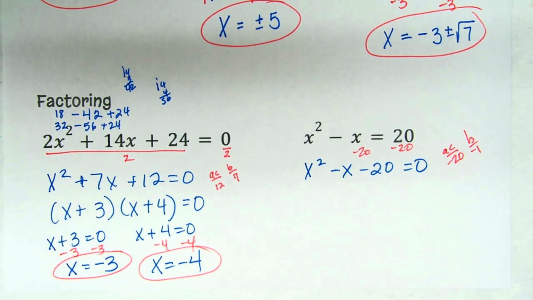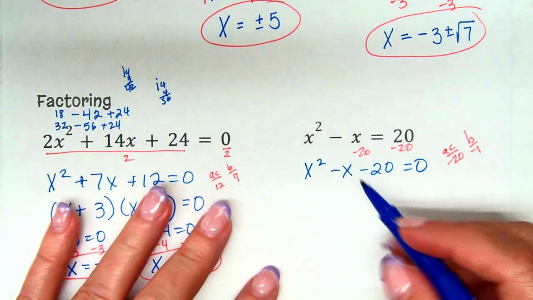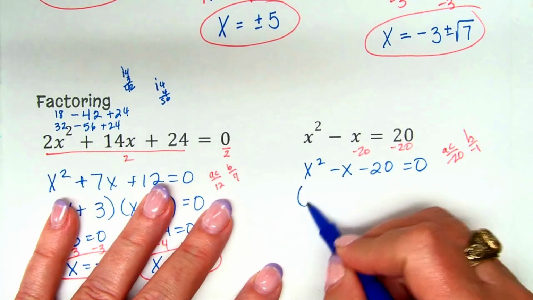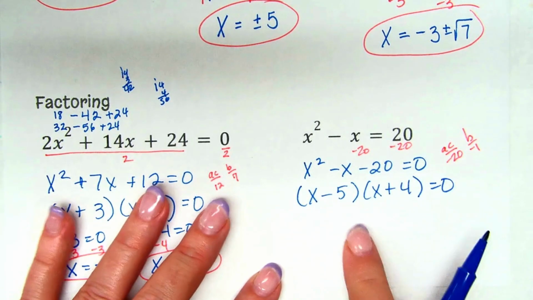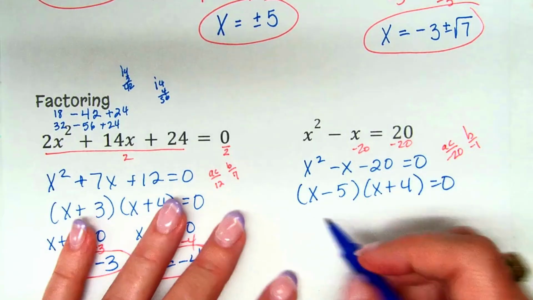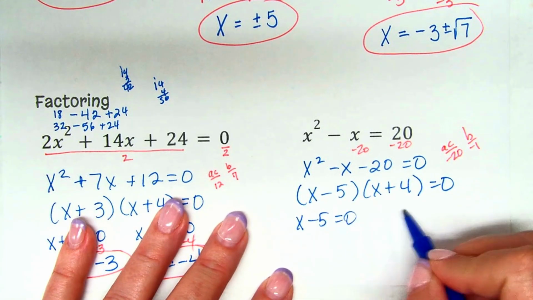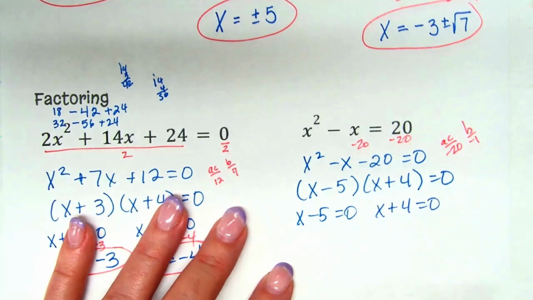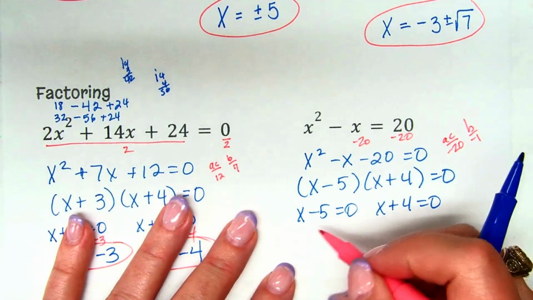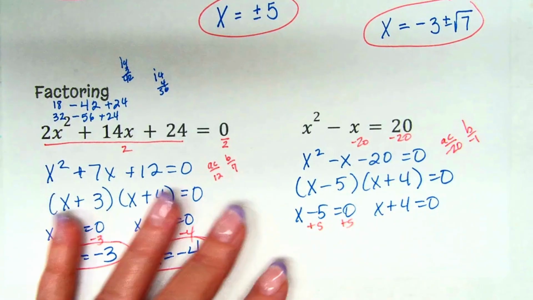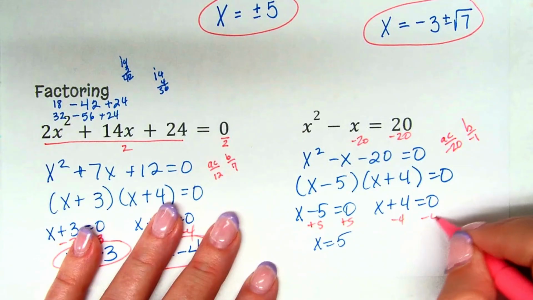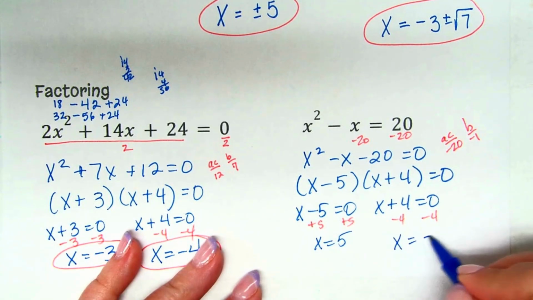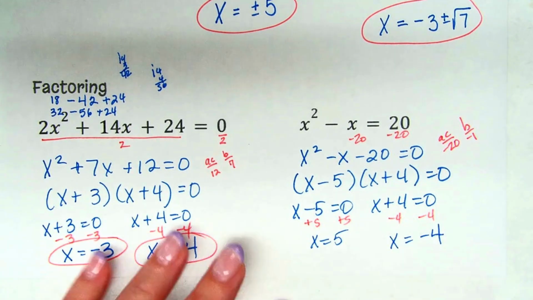5 and 4. What kind of 5 and 4? -5, +4. And because my leading coefficient is 1, can't I go straight to my factors? Once I have my factors, what do I do with each factor? Perfect. X minus 5 equals 0. X plus 4 equals 0. Then I just solve each individual equation, right? Add 5 to both sides. X equals 5. Subtract 4 from both sides. X equals -4. Do they both work?